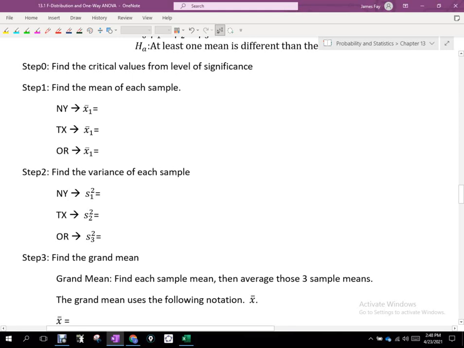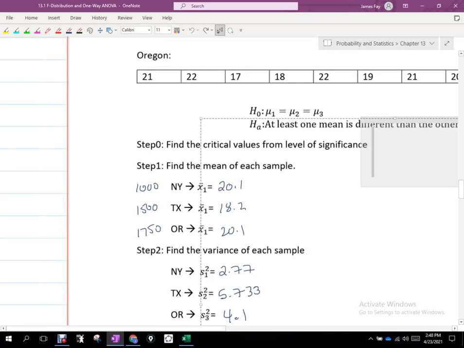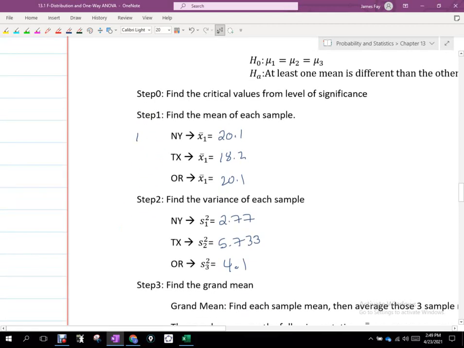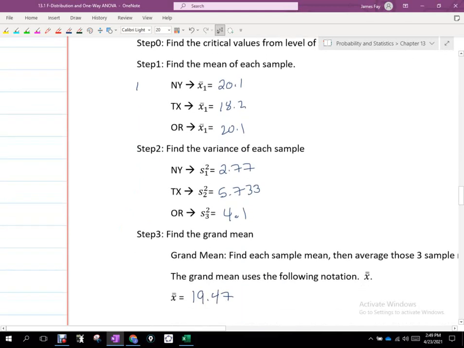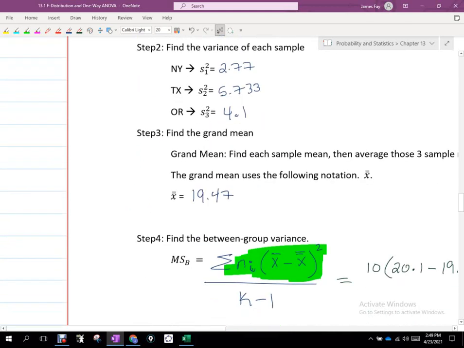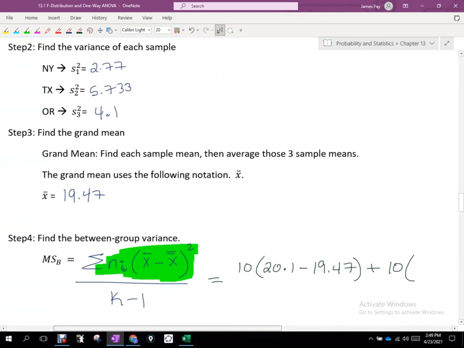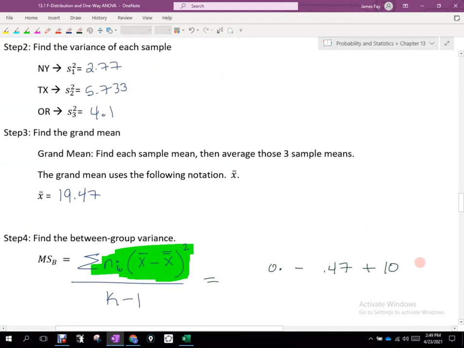So step 1 is to do what we just did in Excel. It's giving us those values there of 20.1, 18. I just copy those over from the Excel page. Okay. We've got our variances from each, and we found our grand mean. Now finding the mean square between.